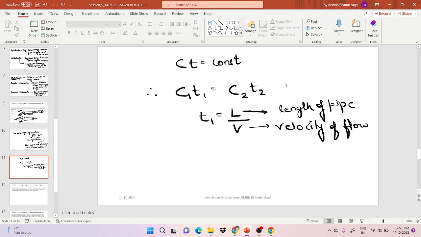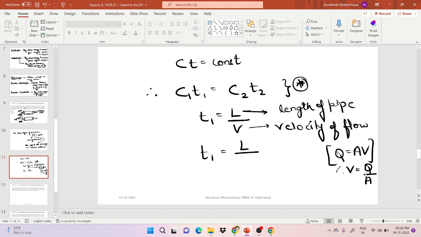So from this equation, this is a major equation. Okay, we will put it at start. So from T, we can write it as L by V. L is the length of the pipe. V is the velocity of the flow. So similarly, we know that Q is equal to AV, area into velocity. So if we want to write V, we can write it as Q by A. Okay, if we substitute the value of V here, so it will be Q by A. So we can write T1 is equal to L A by Q.